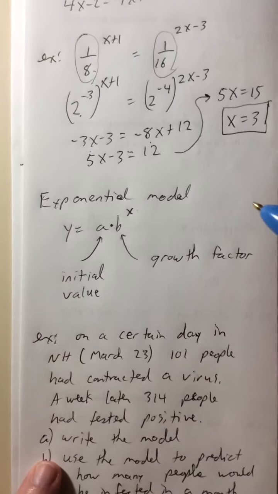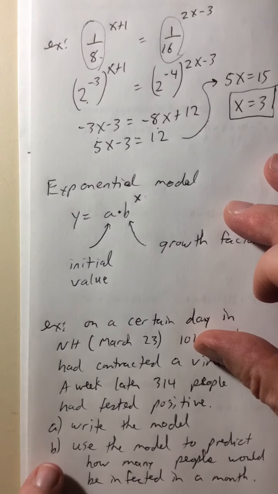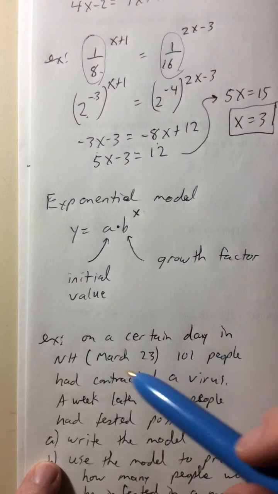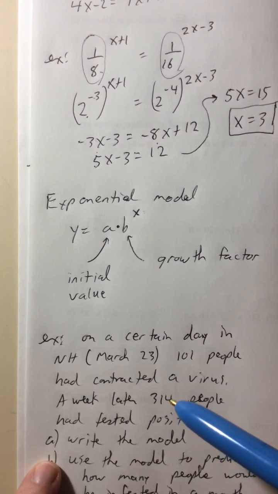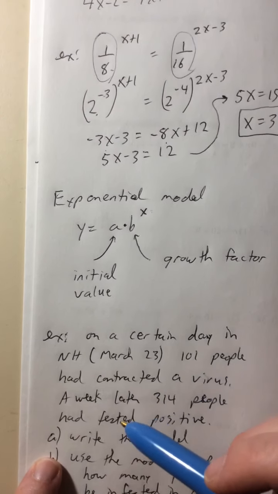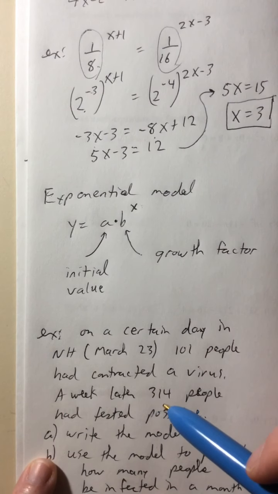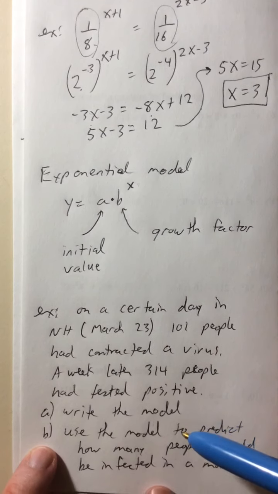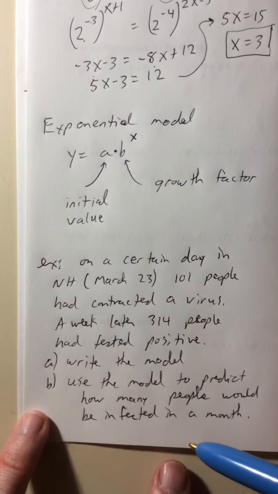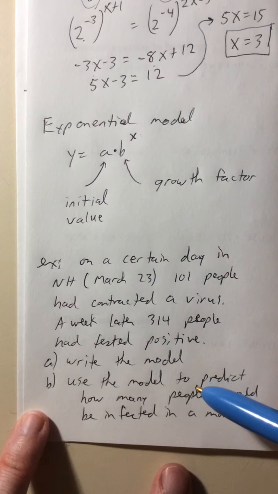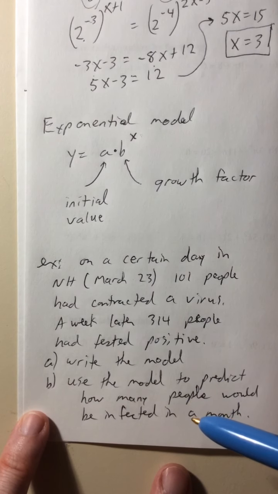And this is actually some real data that I took off of the New Hampshire, not Board of Health, but the New Hampshire website, one of the New Hampshire websites. So on a certain day in New Hampshire, actually March 23rd, 101 people had contracted a virus. Well, at least that's how many had tested positive. A week later, literally a week later, 314 people had tested positive. And I want us to be able to write the model and then use the model to predict how many people would be infected in a month. In other words, 30 days from March 23rd, which actually happens to be April 22nd.